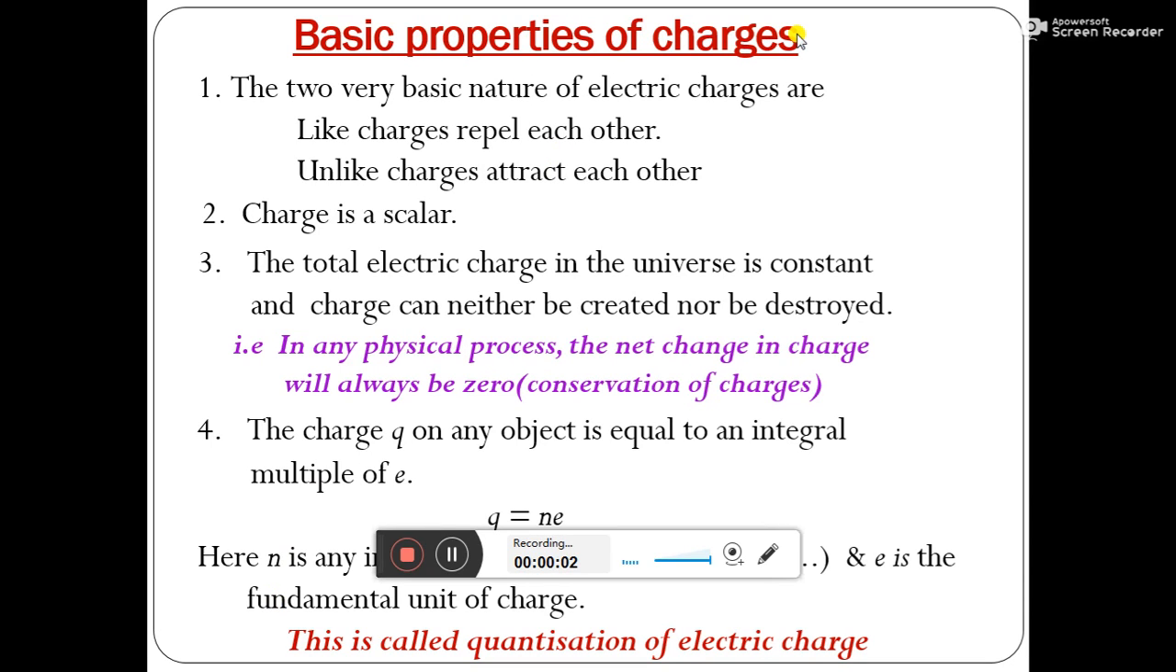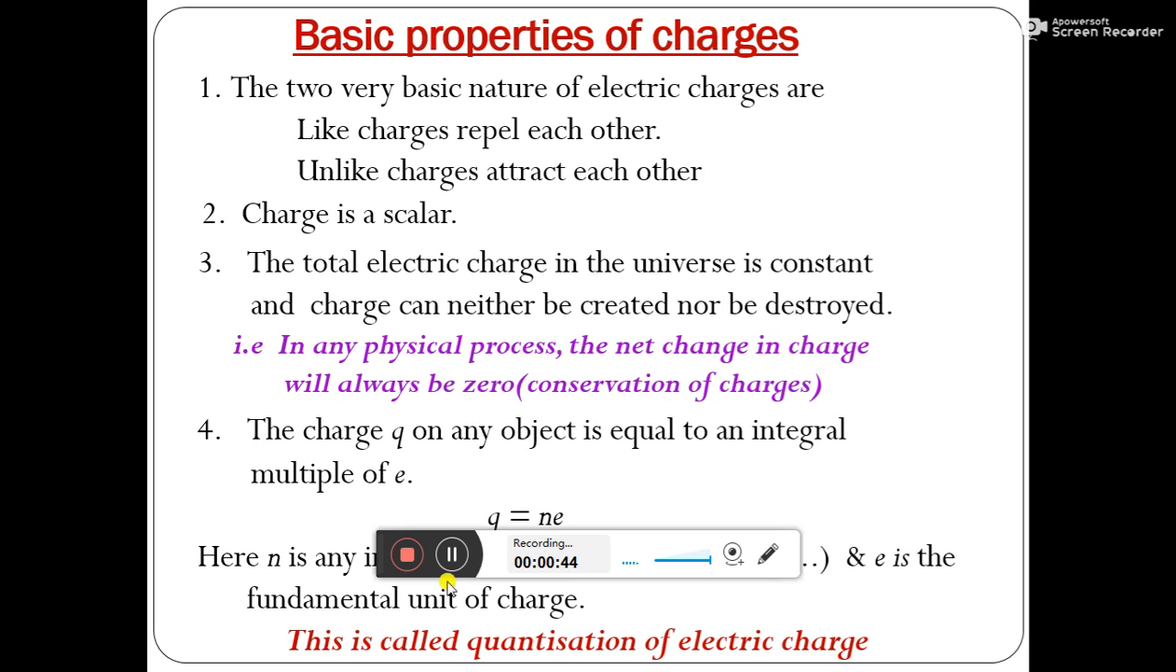Basic properties of electric charges. The very basic nature of electric charges: like charges repel each other, unlike charges attract each other. The second property, the charge is a scalar. The third property is conservation of charges. That means the total electric charge in the universe is constant. You can also say that charge can neither be created nor be destroyed. That means in any physical process, the net change in charge will always be zero.